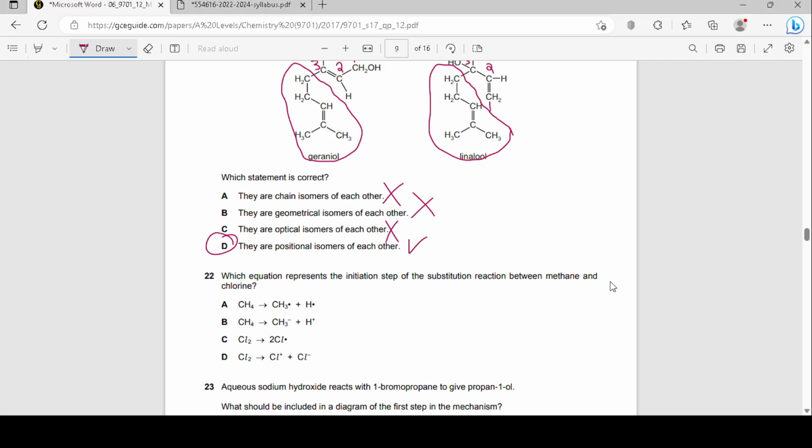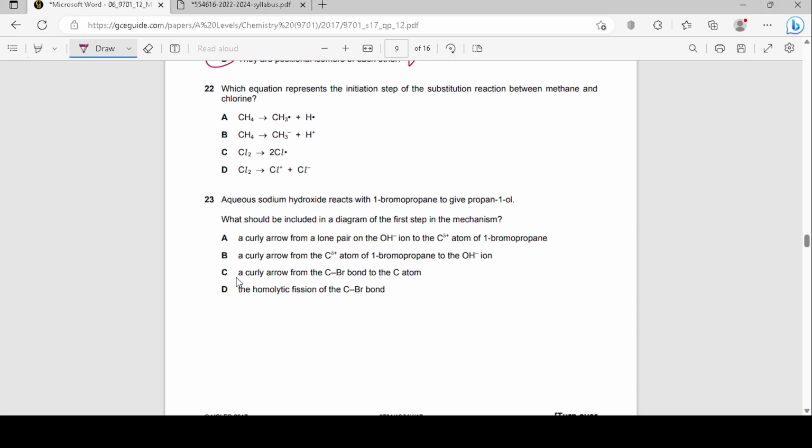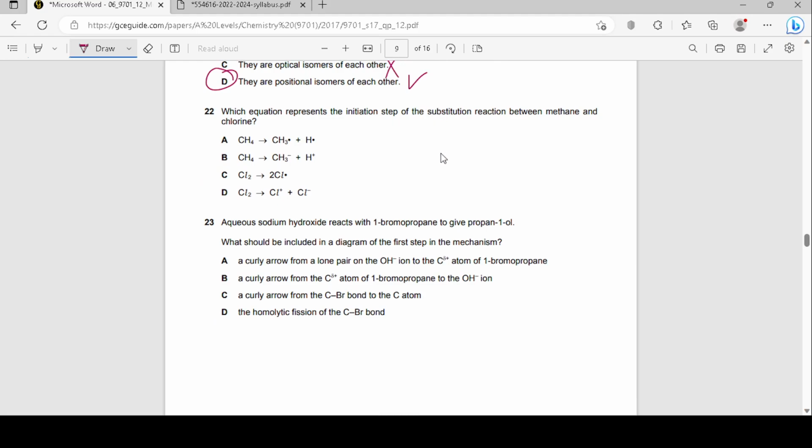Okay, next question, number 22. Which equation represents the initiation step of the substitution reaction between methane and chlorine? In the initiation step, you have free radicals formed from a molecule. Basically, B and D are both forming ions, not free radicals. So B and D can immediately be eliminated. But then if you look at A and C, the answer would be C, definitely not A. And why is that?